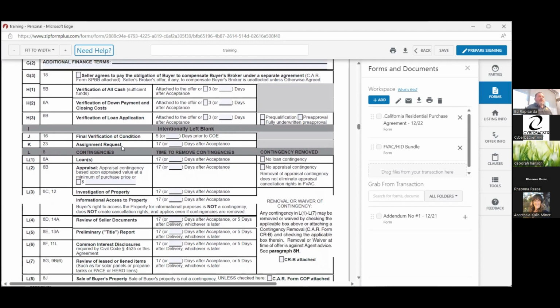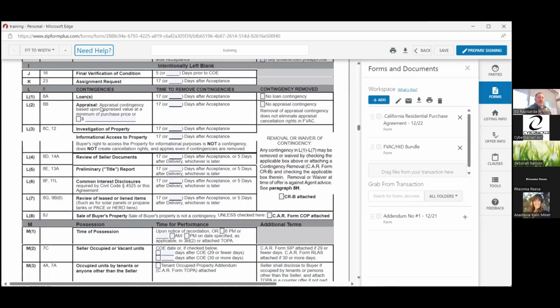Assignment request. From time to time, you'll see that an investor will come in and say, I'm going to purchase this property, but I may assign it to another one. So I'm buying this property, but I'm going to assign it to Christian. Christian is going to be the person who closes on this property. Christian's going to take the terms that we've already agreed upon. I have 17 days to assign it. Other contingencies that we may have: loan contingency is 17 days. Appraisal is 17 days. Investigation of the property is 17 days.